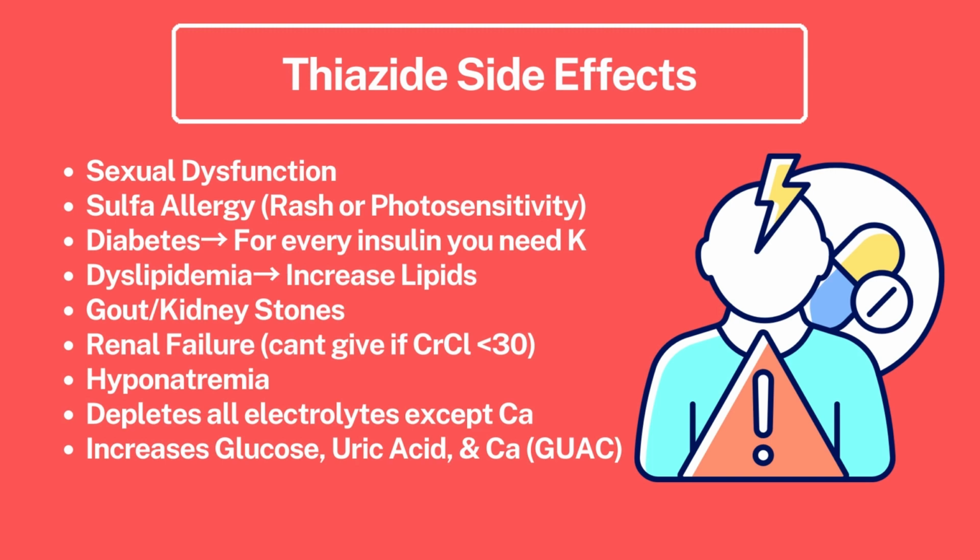Next, it could cause hyponatremia. As for electrolytes, it does deplete all electrolytes except calcium. And it does increase glucose, uric acid, and calcium. So I like to think of it as guac. So thiazide diuretics increase guac, which stands for glucose, uric acid, and calcium.